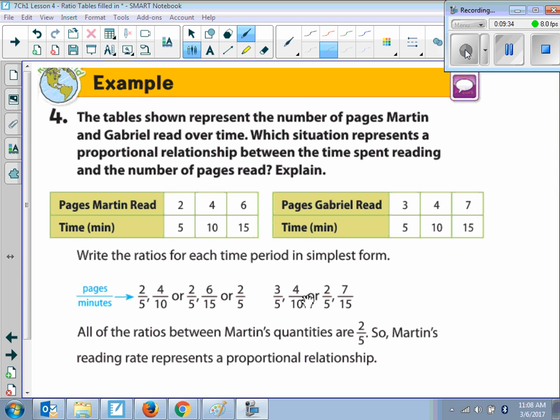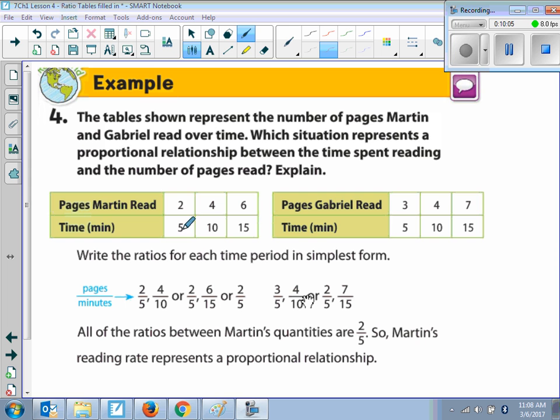Here, the tables shown represent the number of pages Martin and Gabriel read over time. Which situation represents a proportional relationship between the time spent reading and the number of pages read? So once again, we're going to take each of the rates and simplify them to a unit rate. Okay? Actually, here we're just comparing the fractions. We're not even changing them to a unit rate. We're just simplifying the fraction.